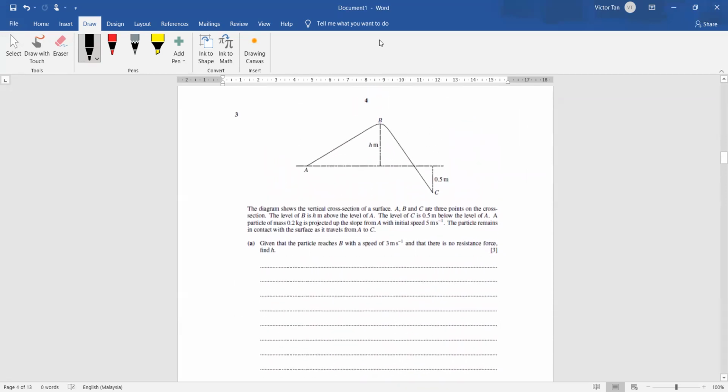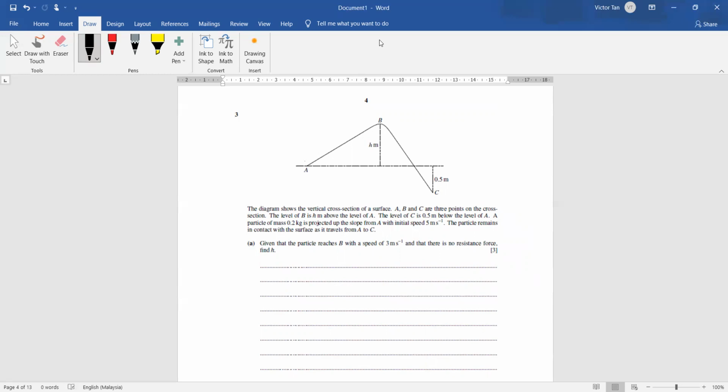The diagram shows the vertical cross-section of a surface. A, B, and C are 3 points on the cross-section. The level of B is H above the level of A. The level of C is 0.5 meters below the level of A. A particle of mass 0.2 kilogram is projected up the slope from A with initial speed 5. The particle remains in contact with the surface as it travels from A to C. Given that the particle reaches B with a speed of 3 meters per second, and that there is no resistance force, find H.